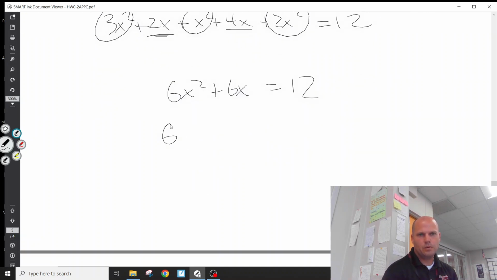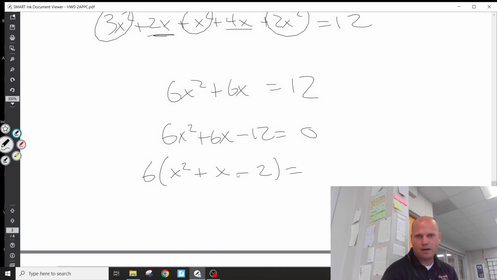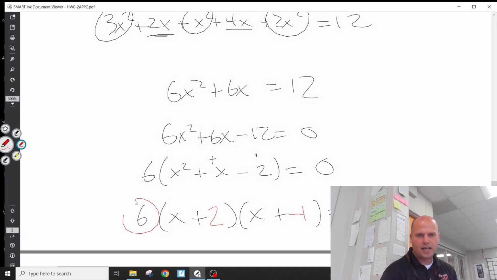It will help to have everything on one side equal to 0. We do have a common factor that can be divided out, undistributed. 6 can be distributed in. I just pulled it out, I factored it out. Two values that add and multiply because this can look like x plus a number times x plus a number. Two numbers are positive 2 and negative 1. This does not give me a solution.